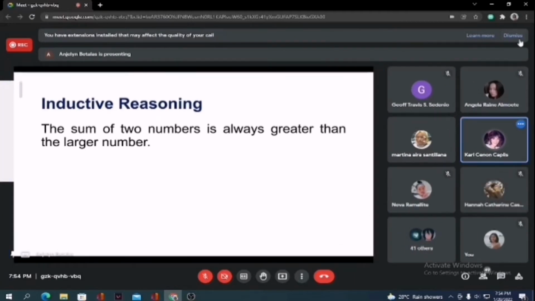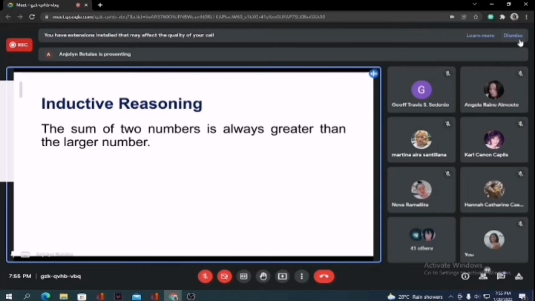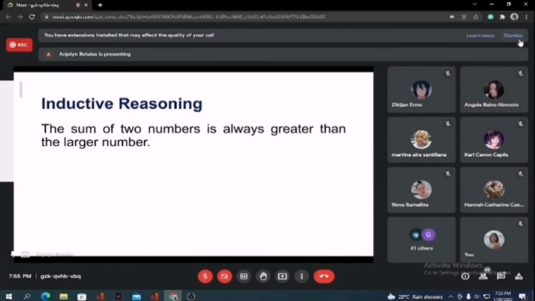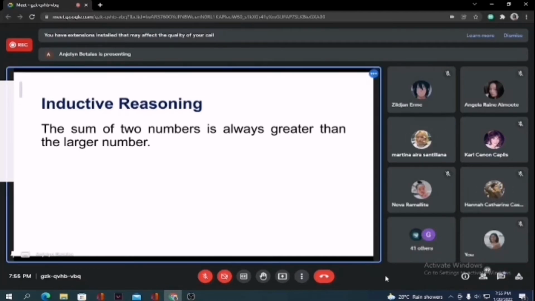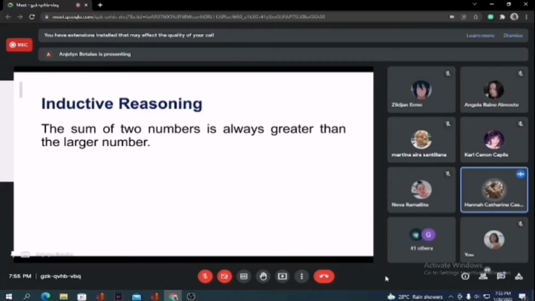False, ma'am. Give a counterexample. If the sum of two numbers is 50, and the larger number is 100, then it is false, because it is not greater than.